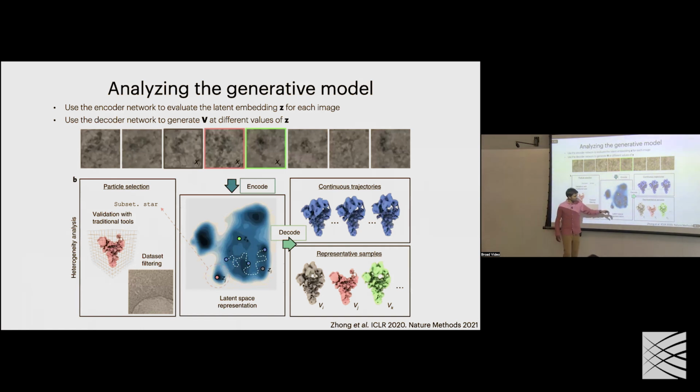And so from here, we can do things like sample volumes along continuous trajectories in the space. We can cluster the space, maybe using k-means clustering to get representative discrete samples. And we can also identify these clusters of particles that you can then refine in traditional tools or filter out in the case of Zhong.